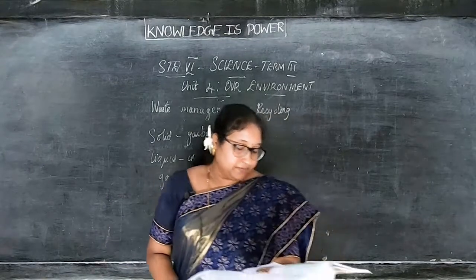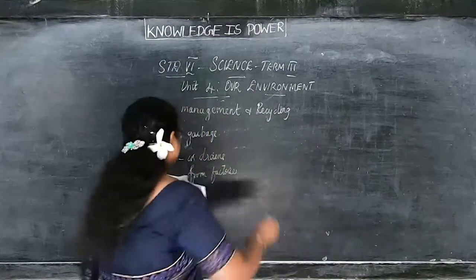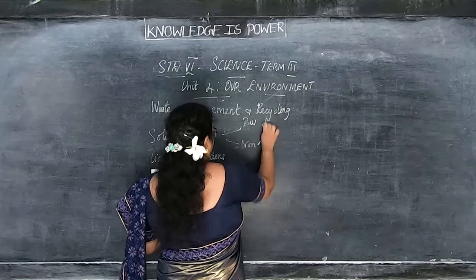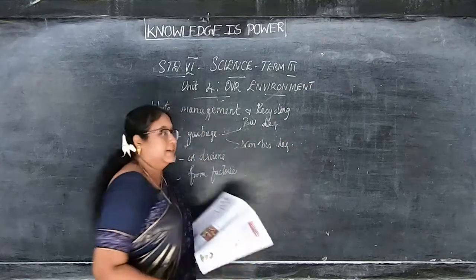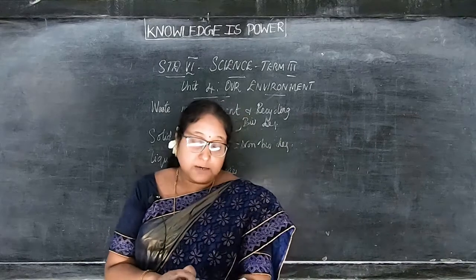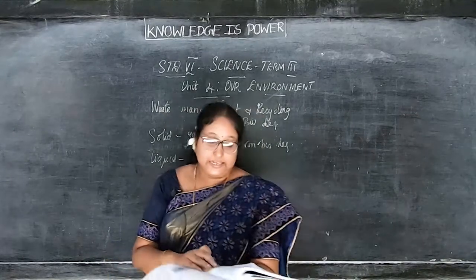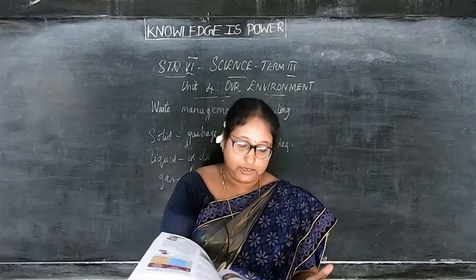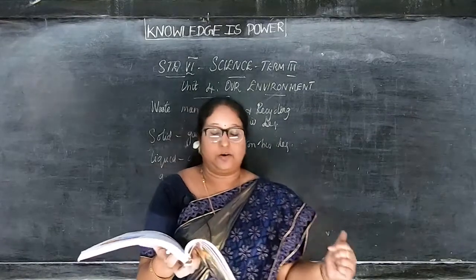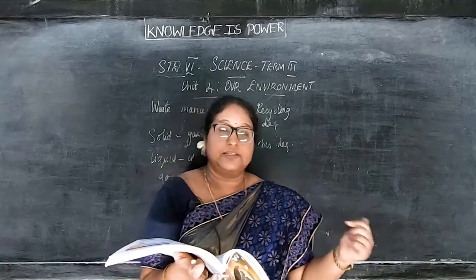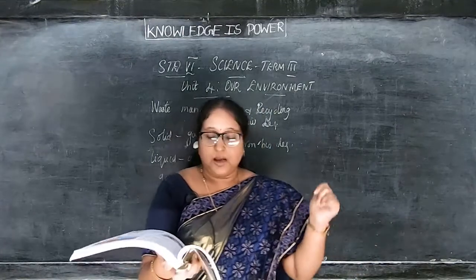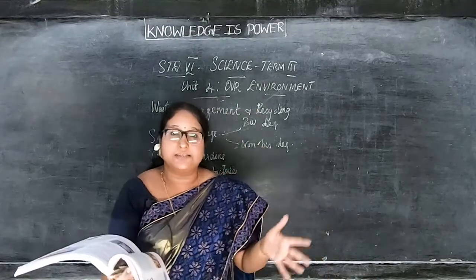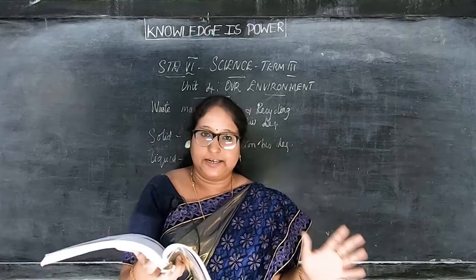Solid waste can be classified into two types, that is bio and non-bio: biodegradable and non-biodegradable. The term biodegradable is used for those things that can be easily decomposed by natural agents like water, oxygen, ultraviolet rays of the sun and microorganisms. What are the natural agents? Water, oxygen, ultraviolet rays of the sun and microorganisms. All these are the natural agents which decompose them.